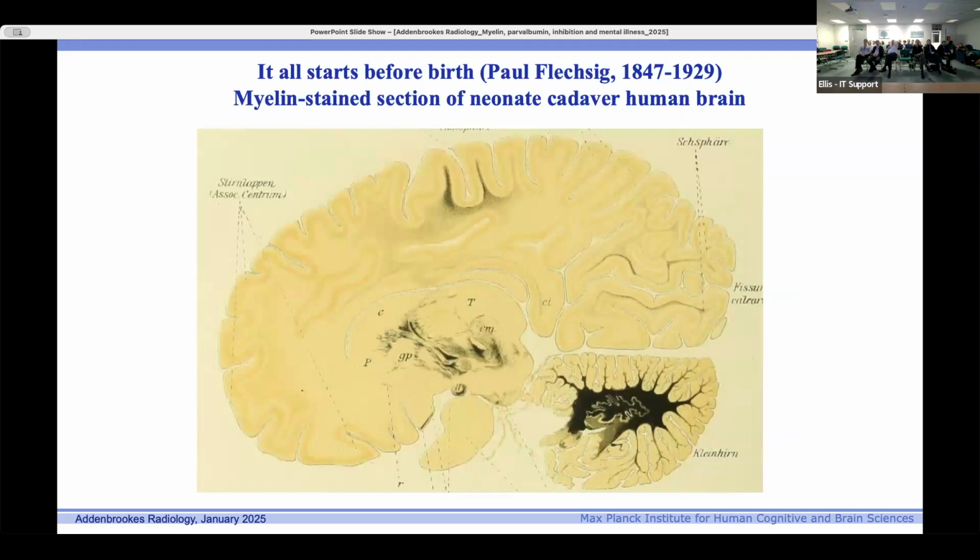So this is a neonate cadaver human brain from the work of Paul Flechsig, who is the father of the study of myelin in human brain. And you can see just how little myelin there is in our brains when we're born. It's basically only in the corticospinal tract and in the optic tract. And in the cerebellum, obviously, you see quite a lot. But elsewhere, basically no myelin.